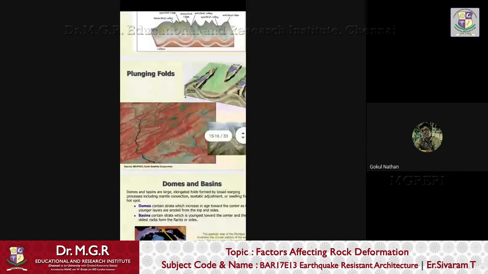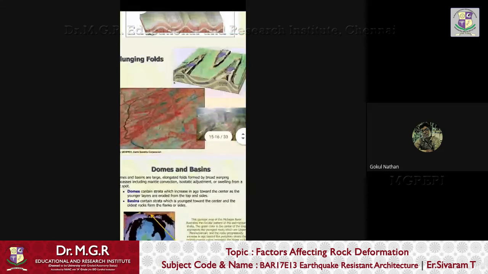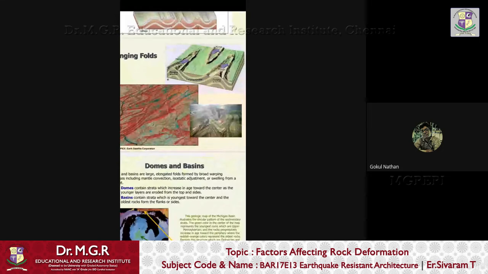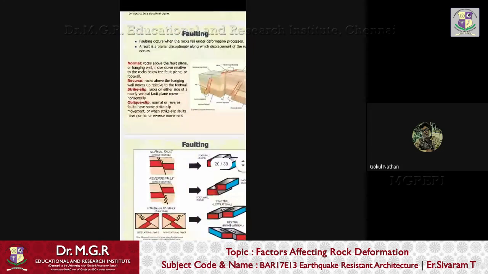This is another kind of folding called plunge folding. You can zoom the image and see a live image of some area, I don't know which part. It is called plunging folding. This is how a plunge fold will be. You know what an anticline is, and here they have given the plunging anticline.